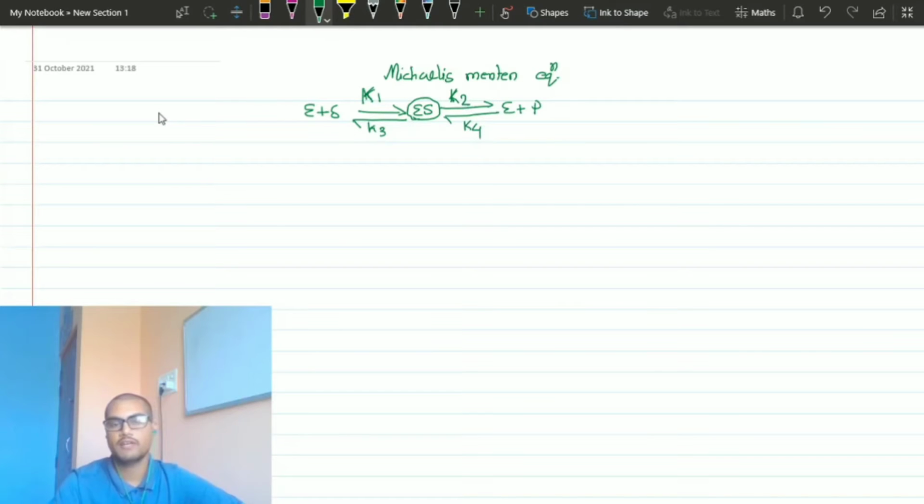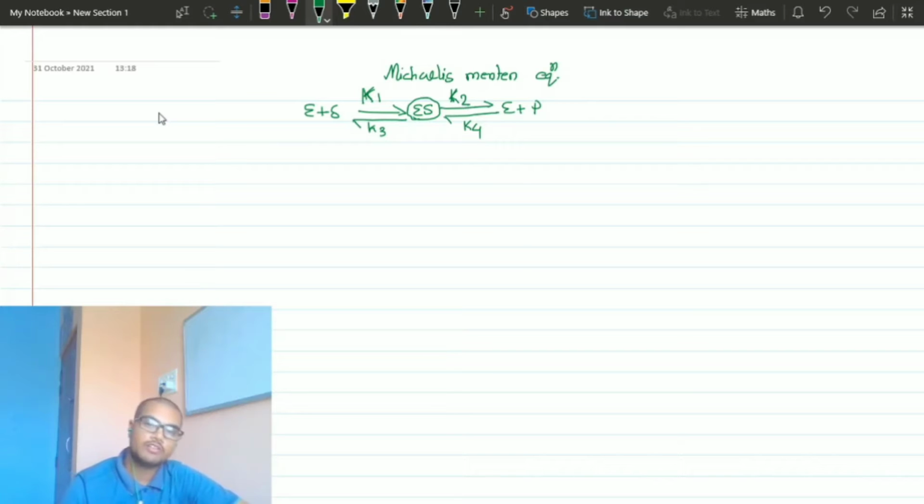So K1 is acting as the association constant for the enzyme and substrate to form the enzyme-substrate complex in the forward reaction, and K2 is acting as the dissociation constant for the forward reaction to form the enzyme plus product. On the other hand, K3 is acting as the dissociation constant for the backward reaction to form the enzyme plus substrate from the enzyme-substrate complex. And K4 is acting as the association constant for the backward reaction to form the enzyme-substrate complex from the enzyme plus product. This is about the normal enzyme-substrate reactions.